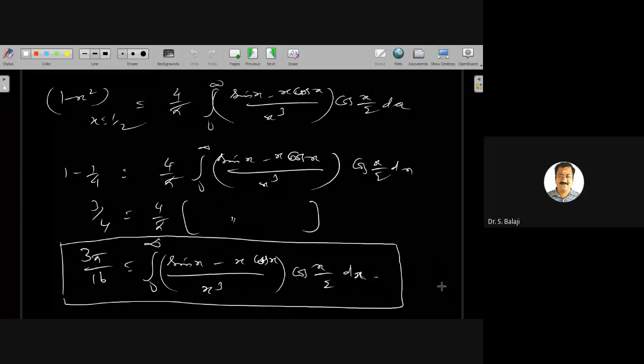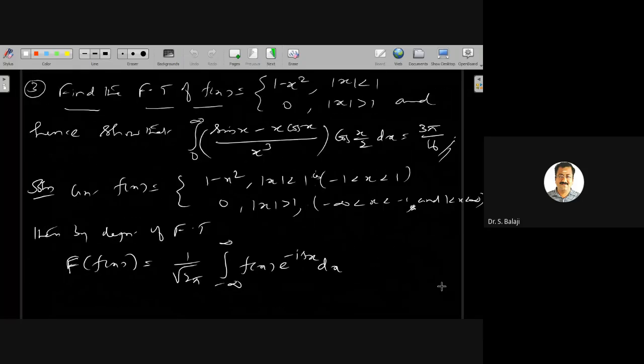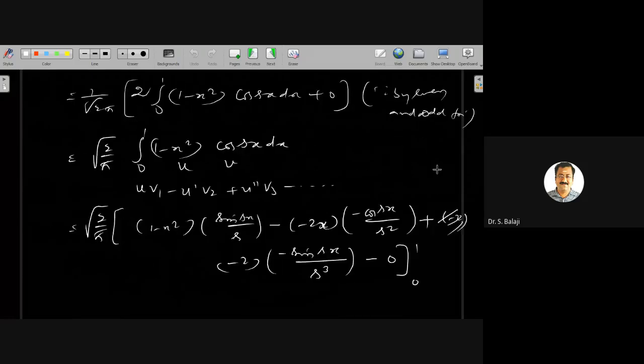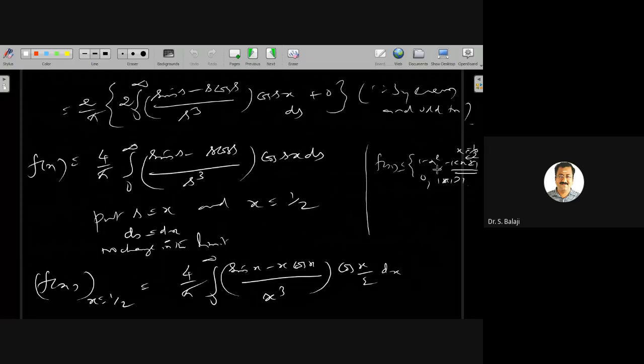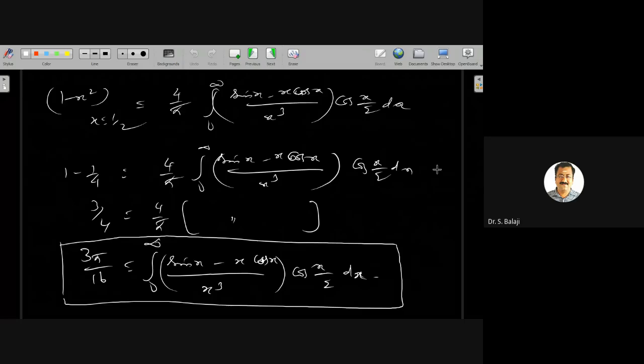This idea we can get that. This is the result we need here. Yes, they are asking that, and it is equal to 3 pi by 16. Just use the definition and also the inverse Fourier transform to identify the deduction part. Okay, deduction part. This is the idea.